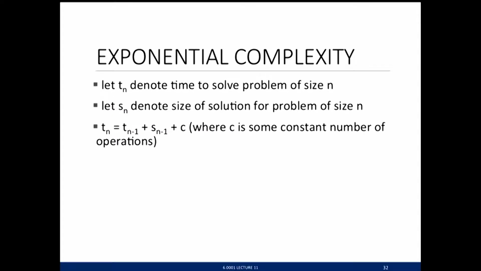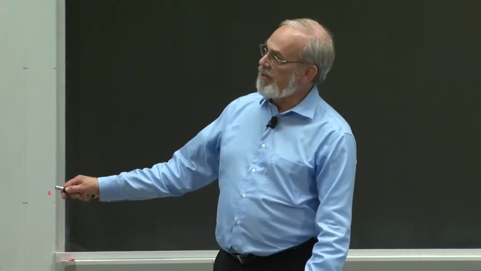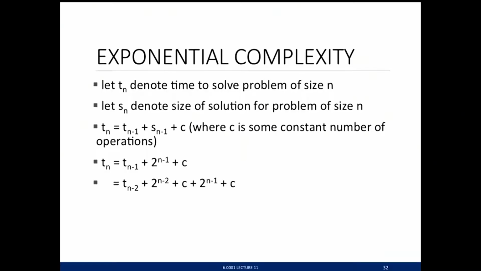So what can I say? There's the relationship, because I know S of n minus 1 is 2 to the n minus 1. There are 2 to the n minus 1 elements inside of that. How do I deal with this? Let's play the same game. What's t sub n minus 1? That's t of n minus 2 plus 2 to the n minus 2 plus c. And I could keep doing this. You can see what the pattern is going to look like.